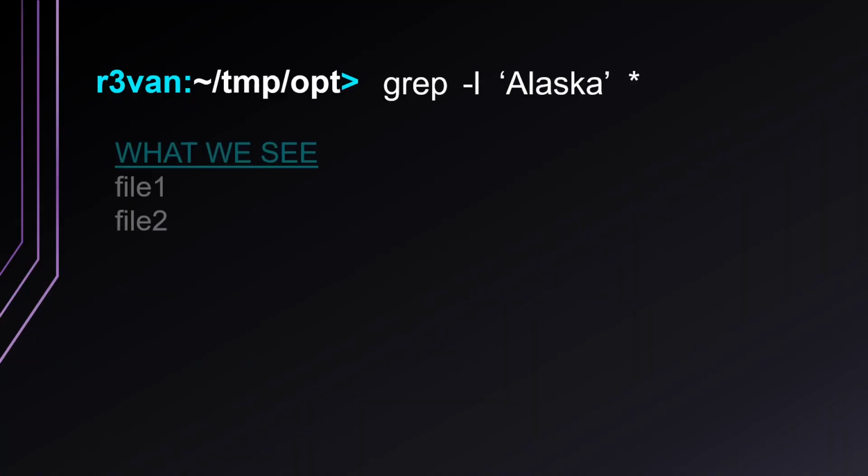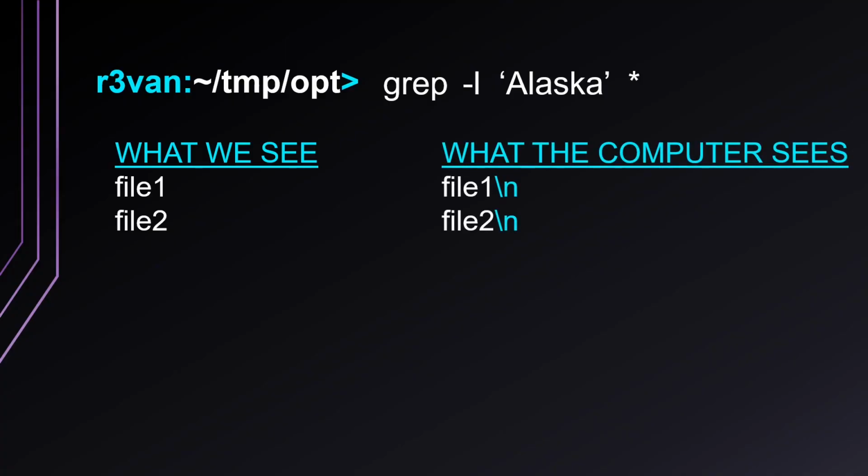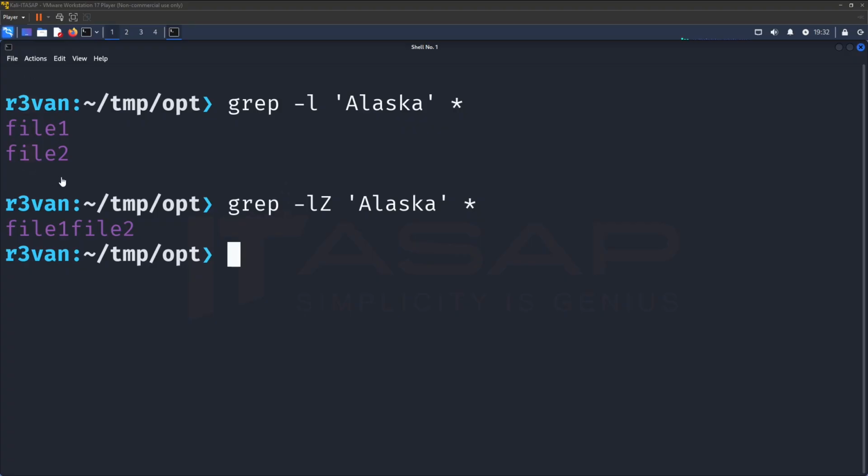Now, when I type grep -l Alaska star, grep searches all the files for the pattern Alaska and returns them in a nice tidy list. We see a list like what is on our screen, but that's not what the computer sees. The computer sees this. At the end of each file name, the computer sees a newline symbol or \n. These newline symbols control how the computer displays the file name, and it is the symbol responsible for making the file name file2 appear on the line below the file1 line. And it's responsible for the blank space between the line containing the name file2 and my bash prompt. Let me show you that. That's right here, this blank space.